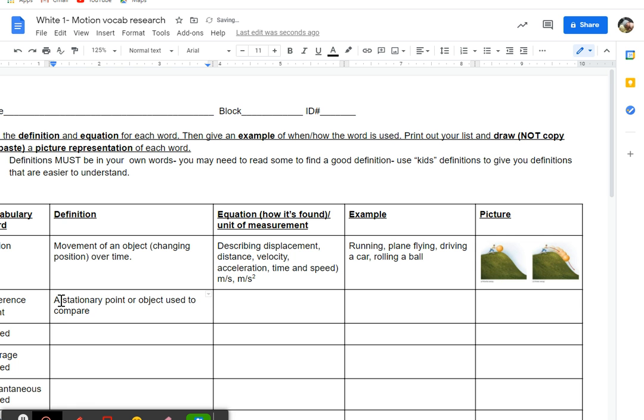So the word stationary is going to be really key for us here, so I'm going to bold it. A stationary point or object used to compare motion of another object. I like Ryan's example, so I'm going to put that over here as the example: a car driving by a tree.